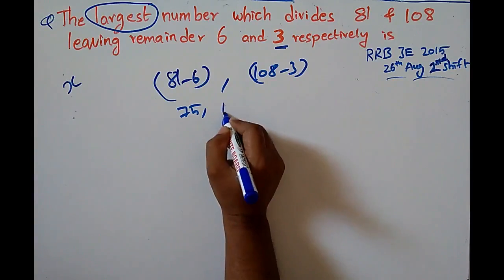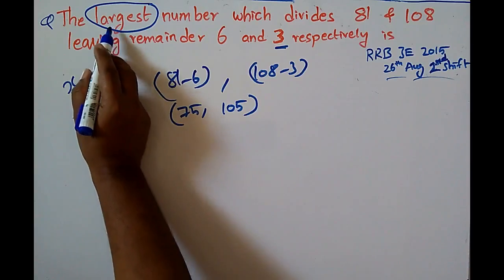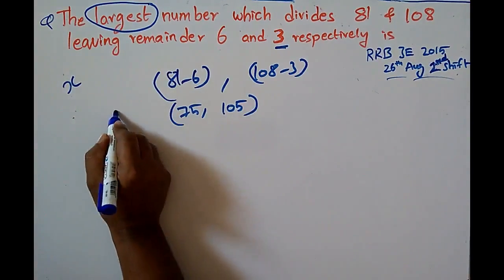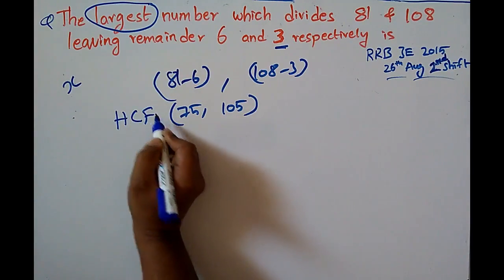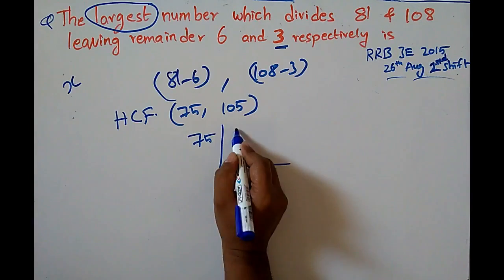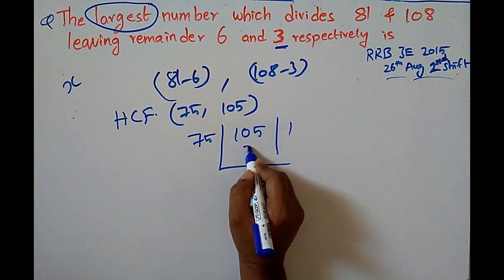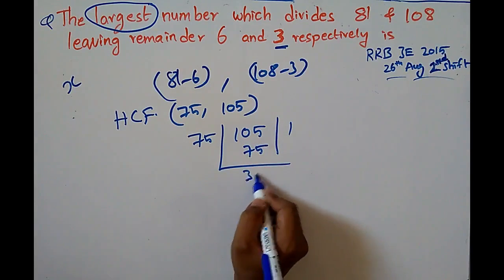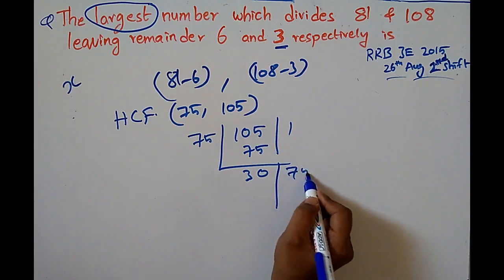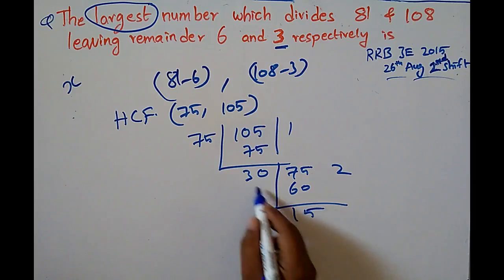75 and 105. We have to find the largest number which divides that, which is nothing but the HCF of 75 and 105. We will find the HCF. 75 ones are 75. Get 30, twos are 60, 15.